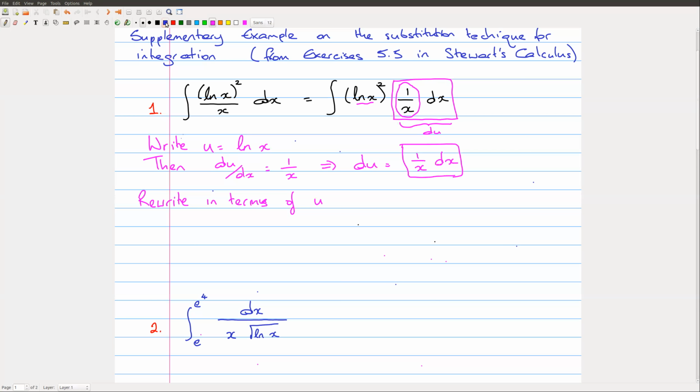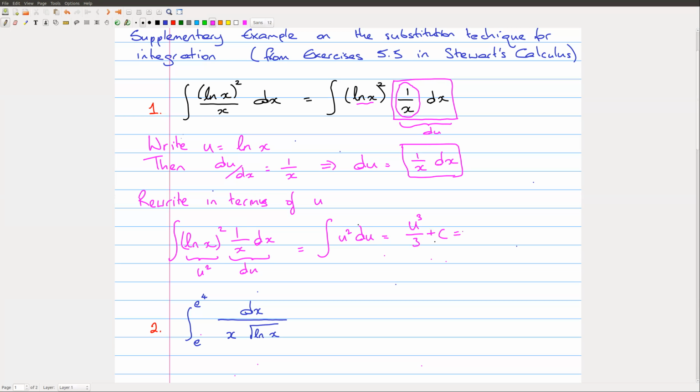is just u squared. So we can say that the integral of (log x)^2 times 1 over x dx, this is u squared, this is du, so this is the indefinite integral of u squared du, and that is a relatively easy problem to manage. Integrating u squared over u, we get u cubed over 3, plus constant of integration, of course.